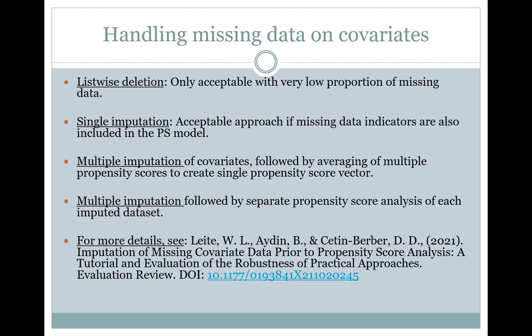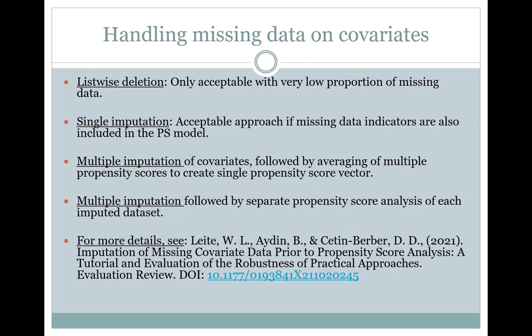So that is referred to as multiple imputation across. Now, the next method is to obtain multiple imputed data sets and perform the entire propensity score analysis, all the way to the estimation of treatment effects, separately for each imputed data set, and then combine the estimates of treatment effects. That is called multiple imputation within.